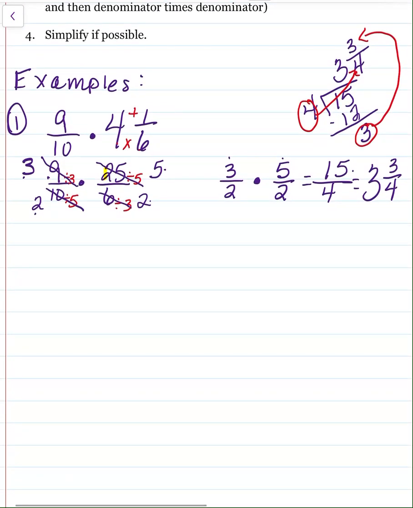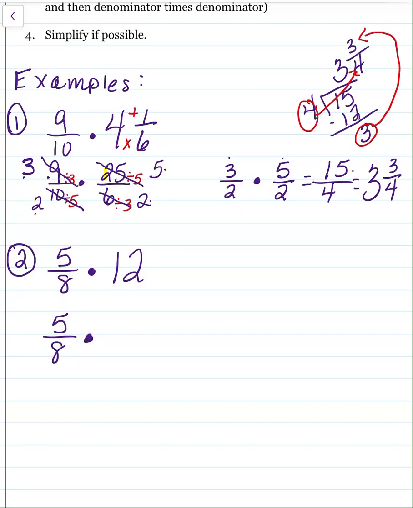All right, example 2, we're going to do 5/8 times 12. Okay, so our first step is to make them all fractions. So 5/8 is already a fraction, so I'm just going to leave it. Times, now 12, we have to make 12 a fraction. And to do that, all we have to do is put it over 1.